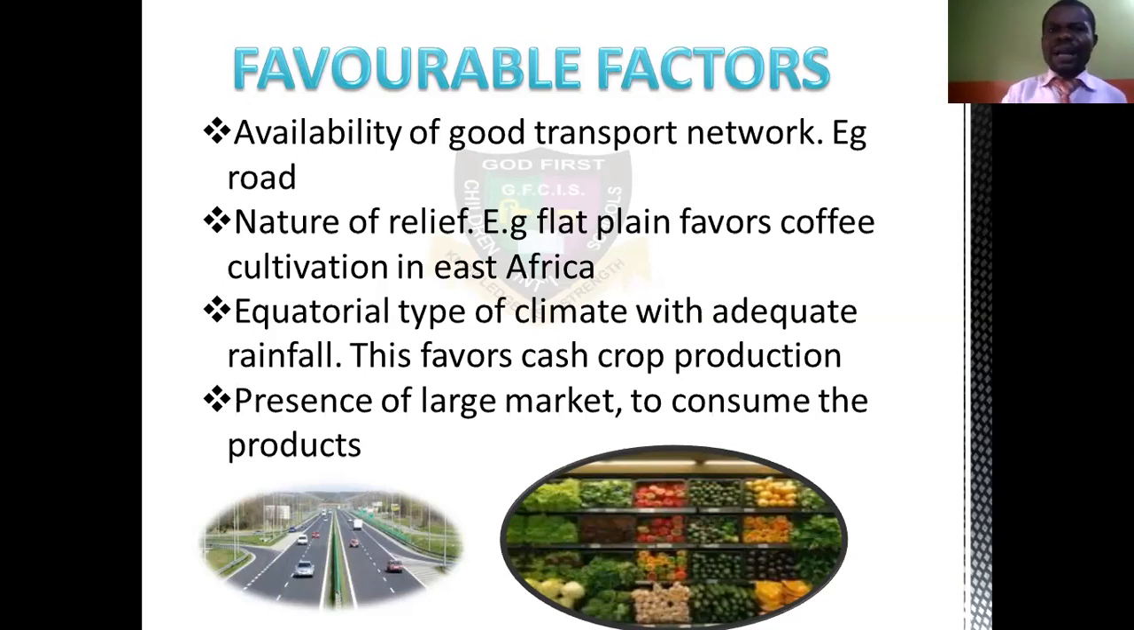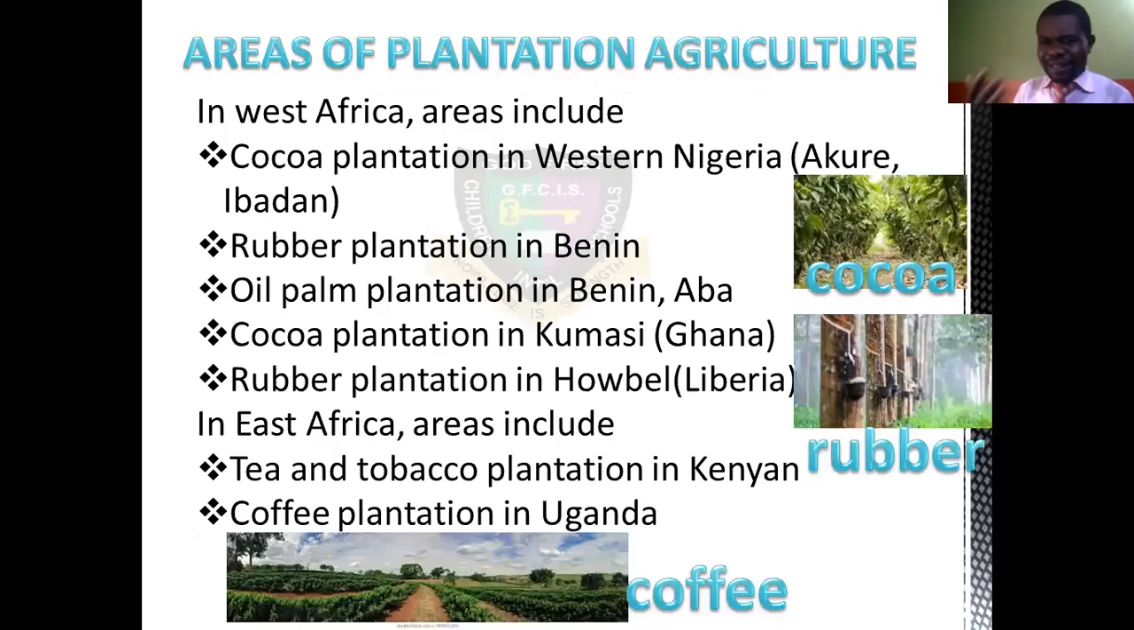Then we also need to look at the areas where we have plantation agriculture, both in the west and in the east. One, in West Africa, we have cocoa plantation in western Nigeria: Akure, Ibadan. They are good areas where we have cocoa plantation. This is cocoa plantation. As you are seeing here, both at the right and at the left, we have cocoa there. Akure and Ibadan are in Nigeria, in the southwestern part of Nigeria. That's why it is called Western Nigeria. So we have cocoa plantation very well there.